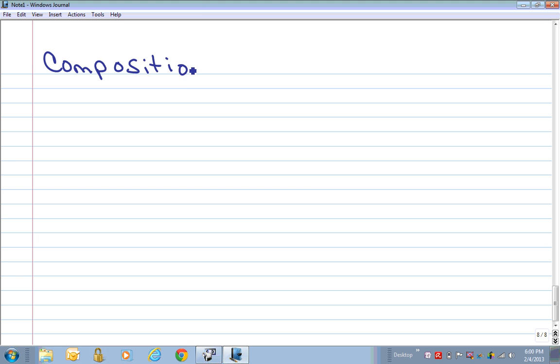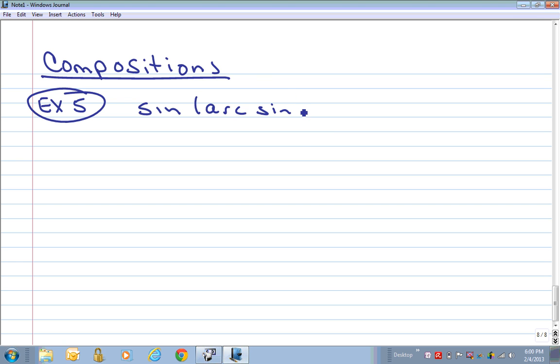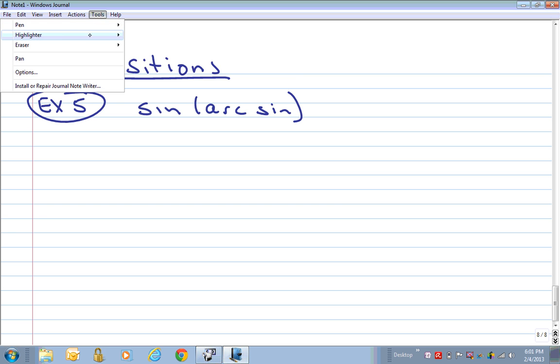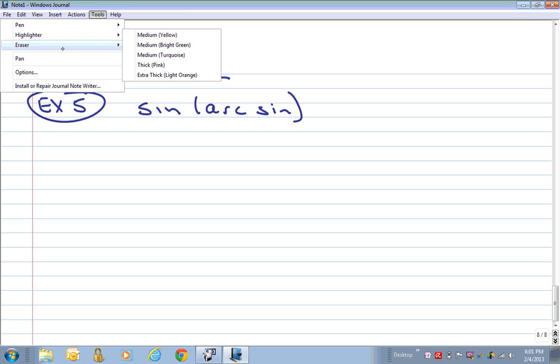This is for your compositions. The process is the same. It's just that the input's a little different, what it looks like at the beginning. So this would be example 5. We're going to evaluate sine of arc sine of what?